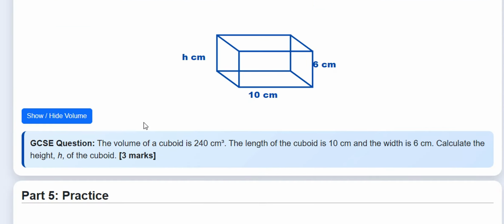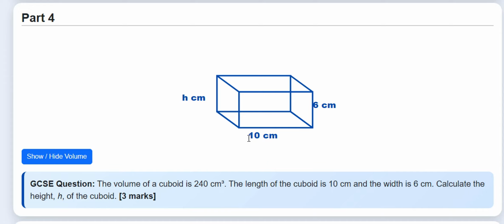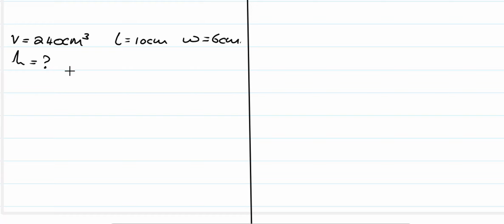So can we try the next example, where you are told the volume of a cuboid is 240 centimeters cubed, the length of the cuboid is 10 centimeters, and the width is 6 centimeters. Calculate the height of the cuboid. So in that question, we already know the volume is 240 centimeters cubed, then the length is 10 centimeters, and the width is 6 centimeters, but we are not given the height. It's the one we are asked.